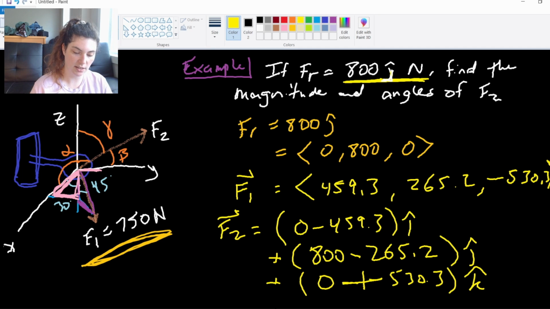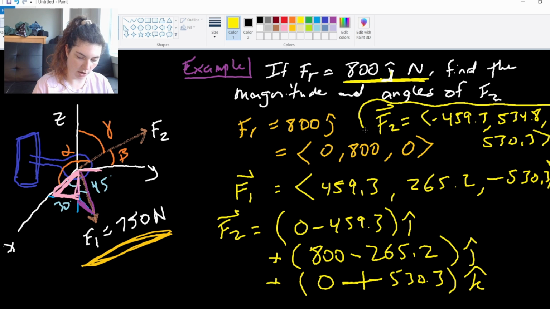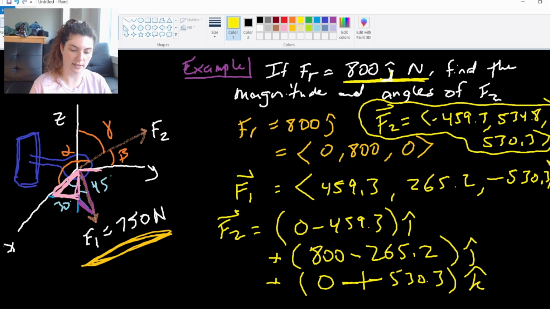So this gives us that F2 is going to be negative 459.3, 534.8, and positive 530.3. This is the vector in our Cartesian form. You could also write it using the i hats and j hats. They're interchangeable. But again, it asked for magnitude and angles. So we're going to use this and backtrack to the magnitude and angles.